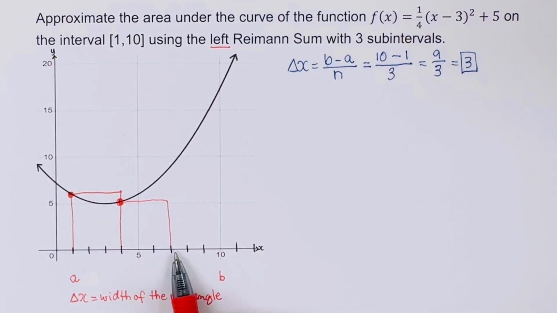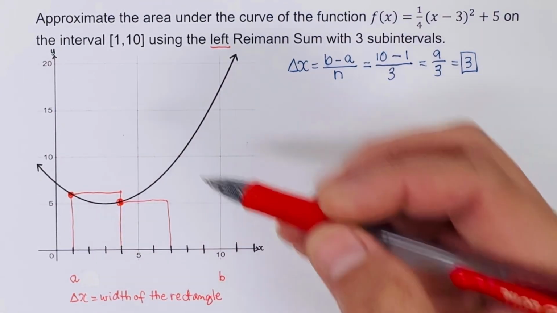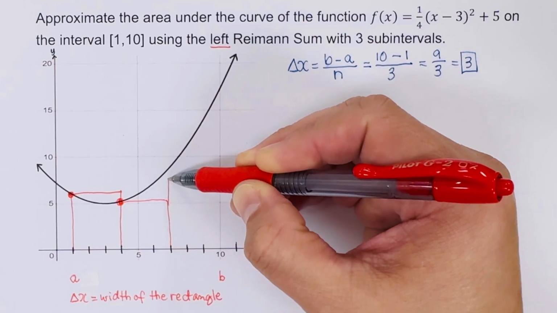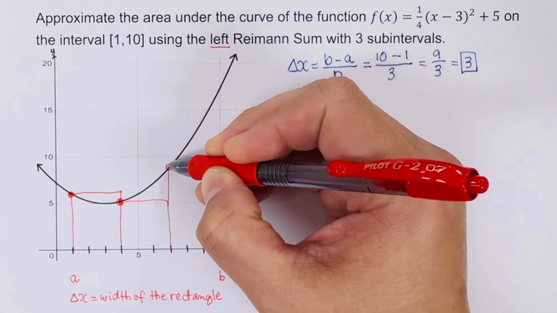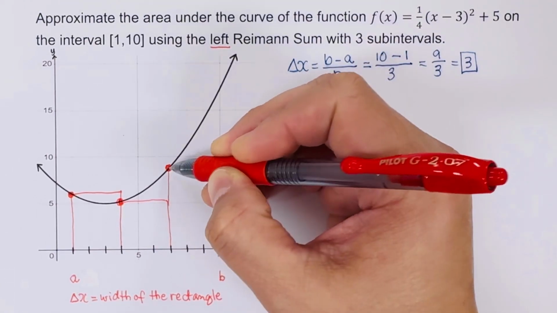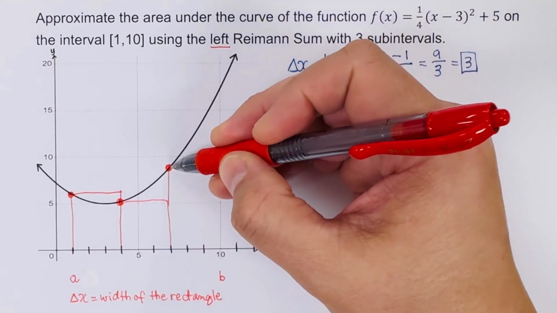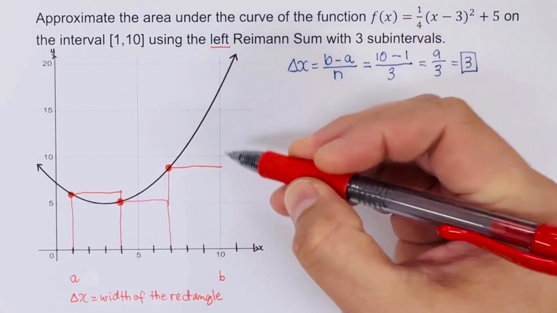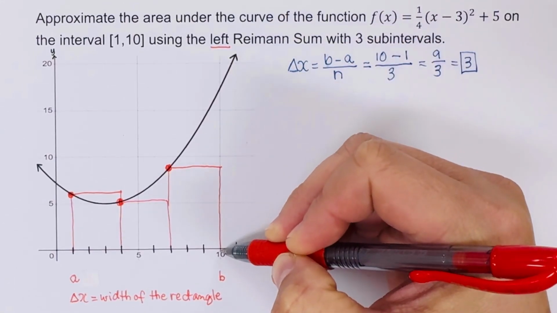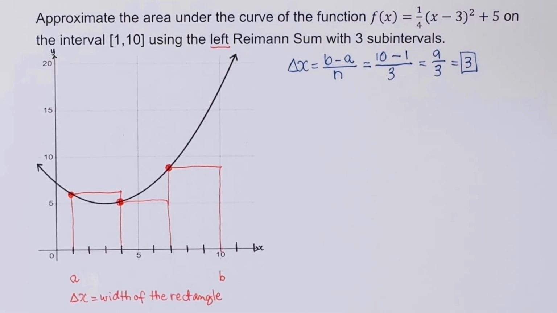And then for the third rectangle, again, the left side of that rectangle should touch the graph. So I'm going to create that dot right there, and then the width is 1, 2, 3, so it's going to go all the way up here. So these are the rectangles that we're going to use to approximate the area of this given function on the interval from 1 all the way to 10.